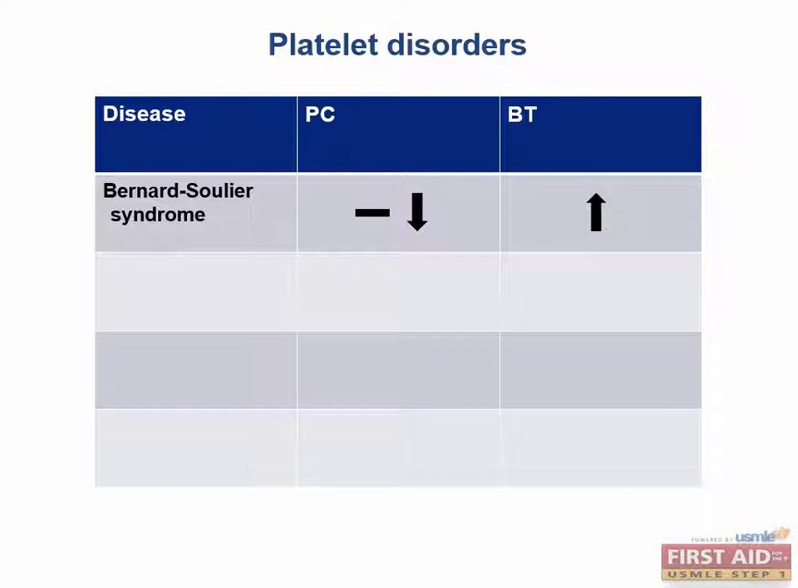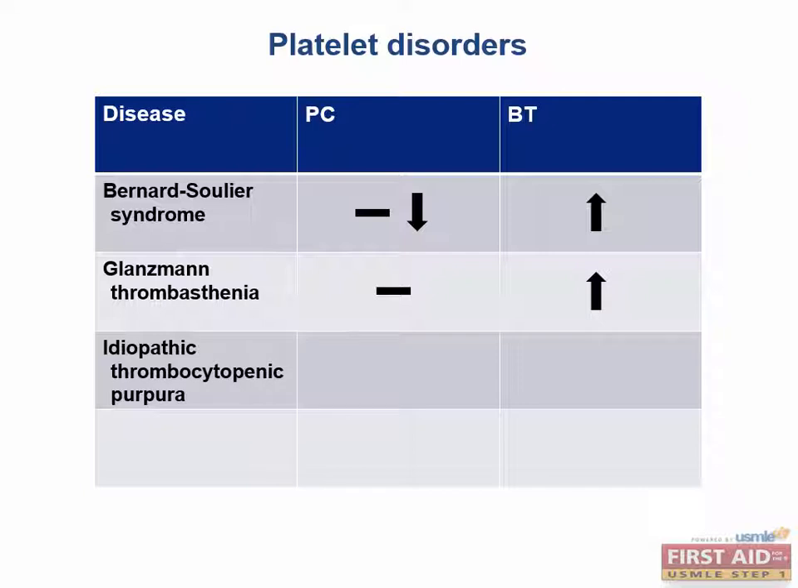The second disease is Glanzmann's thrombasthenia. This would be a genetic defect in what receptor? That would be GP2B3A receptors, which are responsible for the aggregation of platelets. Since this type of aggregation does not occur, there would be no platelet clumps seen on peripheral smear. What would our test show? Our test would indicate a normal platelet count and an increased bleeding time.